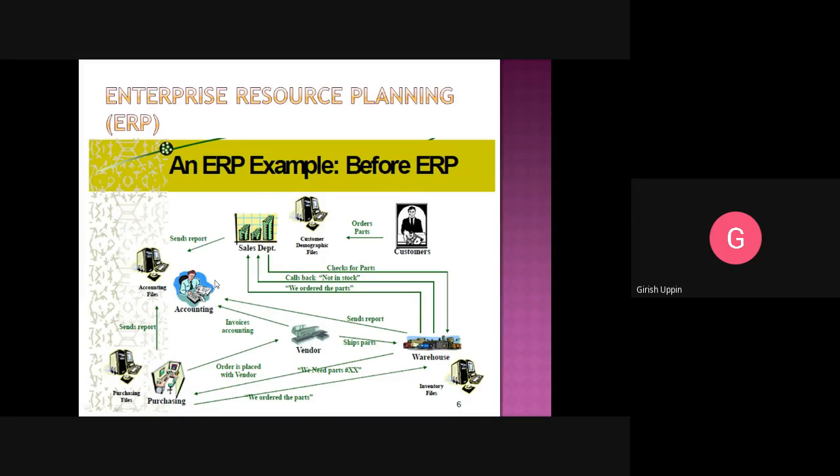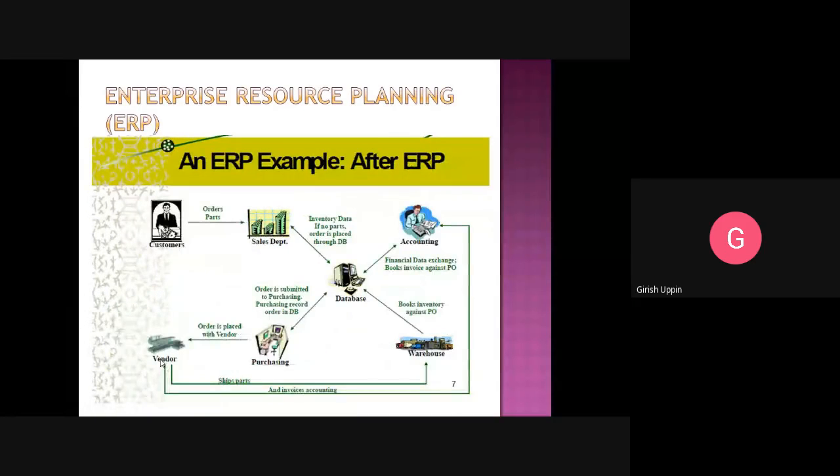If you want to track something, you have to go through all these four databases. Now let us see after ERP implementation how the workflow changes. Now the same given problem, a particular customer orders a part, the sales department puts in the inventory data. If no parts order is placed through the database, then he will put the order. Then the warehouse will look into that request.